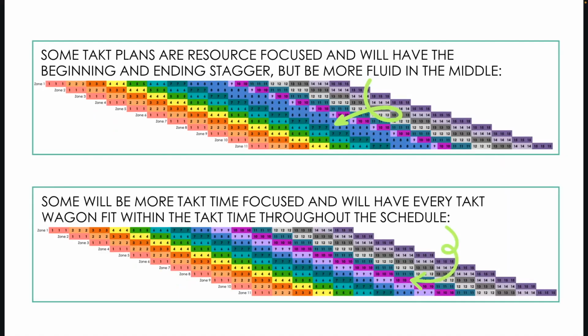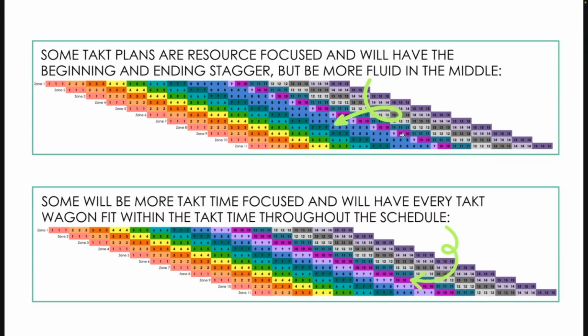And so I do want to say that when you are doing your own takt planning and you're taking your takt planning journey, just remember that some takt plans are resource focused or resource based. And that means that you might start with a rhythm, you might end with a rhythm, but you might see some variation here in the center, right? You might see some duplication. You see these 9s are one-offs. You see the 10s are as well.